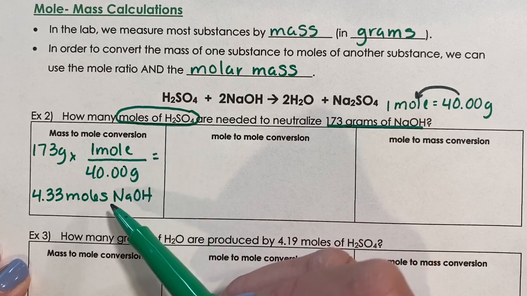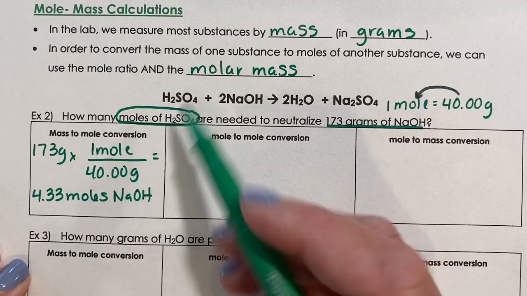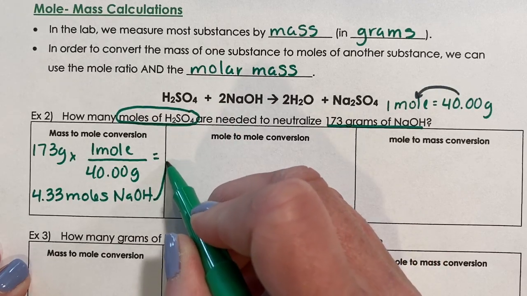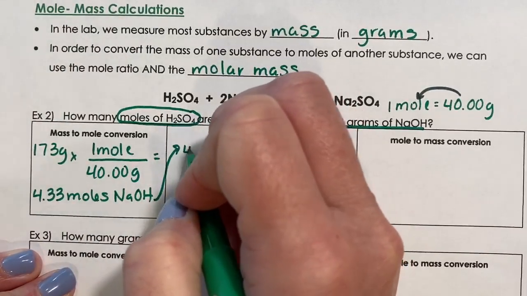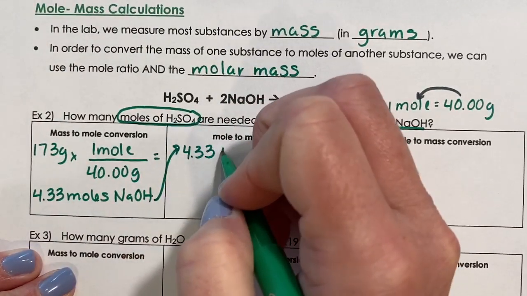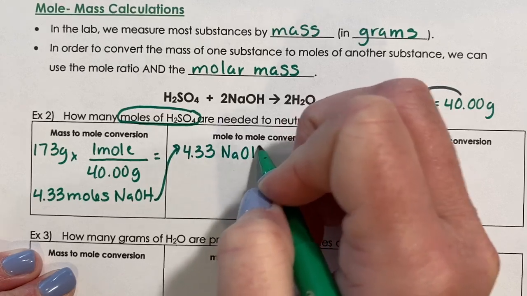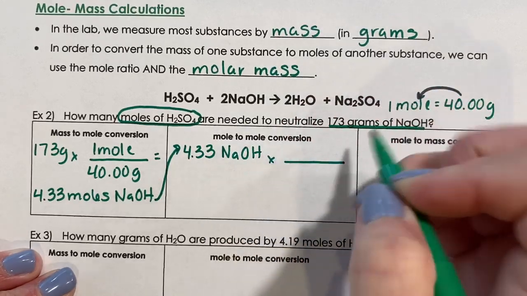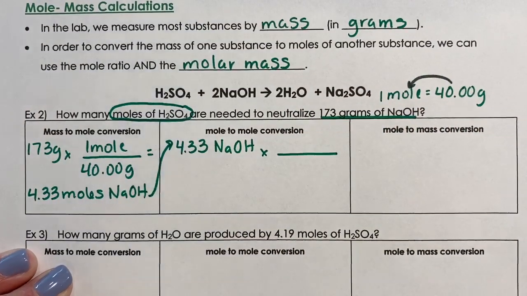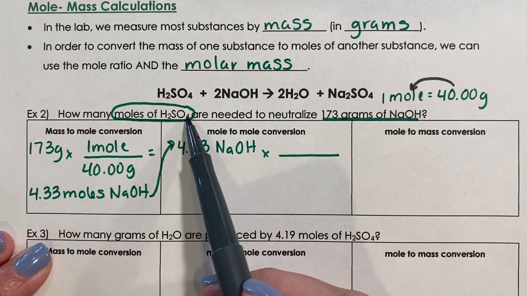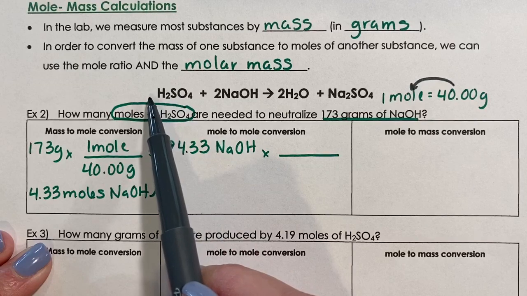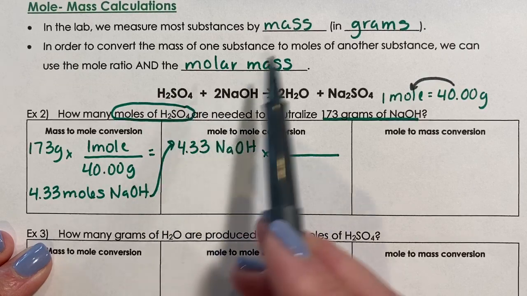When you're changing from moles of one substance to moles of another, that's when you use your mole ratio. So we're going to move on to our second step. We start with our answer from the previous step, which was 4.33 moles of sodium hydroxide. When we're setting up a mole ratio, it's between the substance we're given and the substance we're trying to change into. Remember, you create your mole ratio using the coefficients.